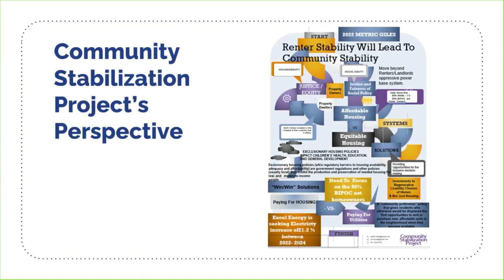So at CSP, we're saying renter stability will lead to community stability. In order to do that, we have to start having an equitable place at the table for renters when we're talking about housing and energy. Every time we make a decision about housing, we need to stop and say, where are the renters? What's really important about this project for CSP is we're working with both the property owners and the renters, and usually they are not at the table. Having a voice within this project was very valuable.